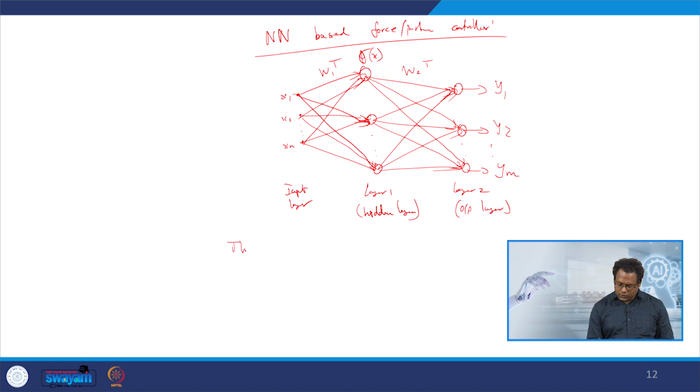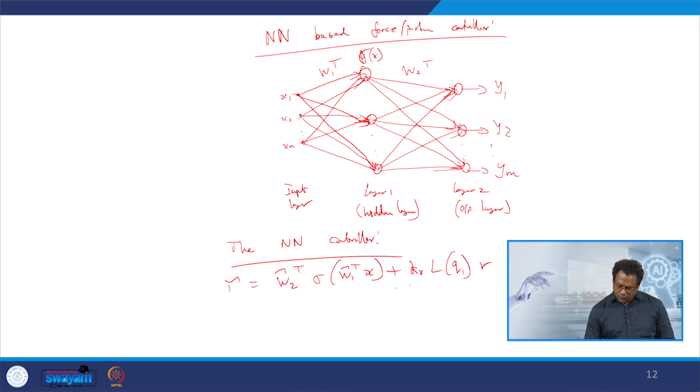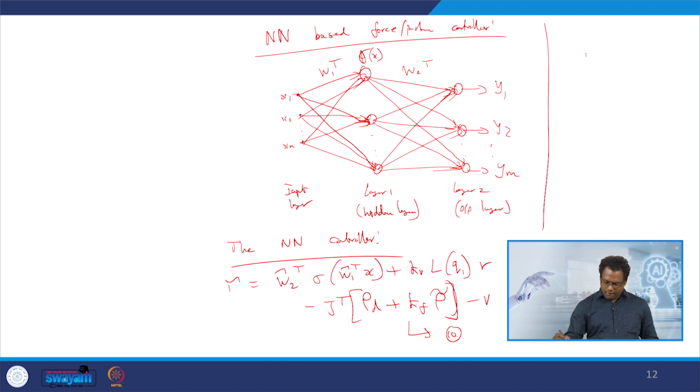Now, the neural network controller is given by tau equal to W2 hat transpose sigma of W1 hat transpose into x plus kV L of Q1 into R minus J transpose into rho desired plus Kf gain multiplied by rho tilde minus V. This is equation number 10, and here W1 hat, W2 hat are the current weights of the actual neural network obtained by the training algorithm of the network parameters.